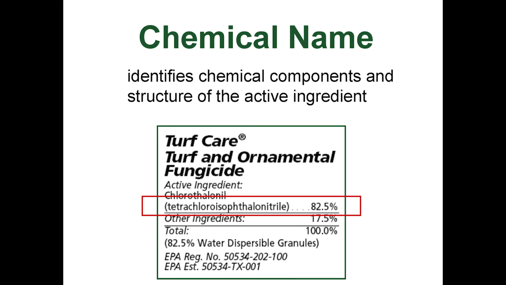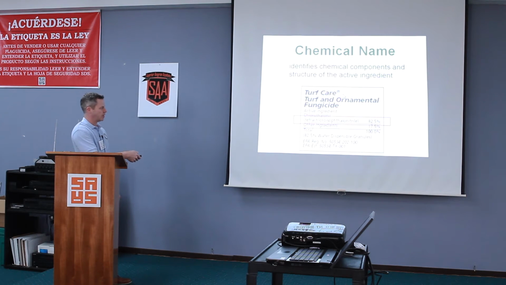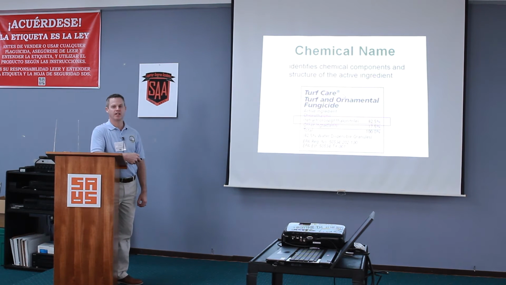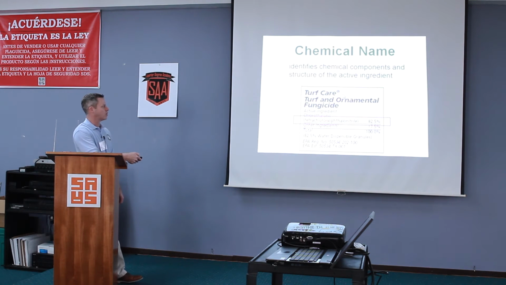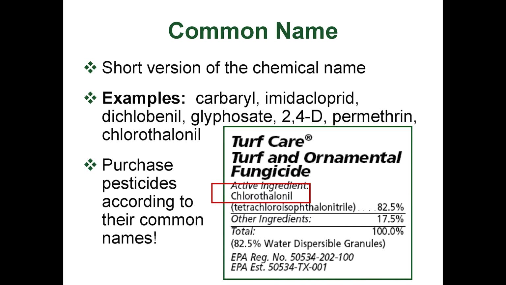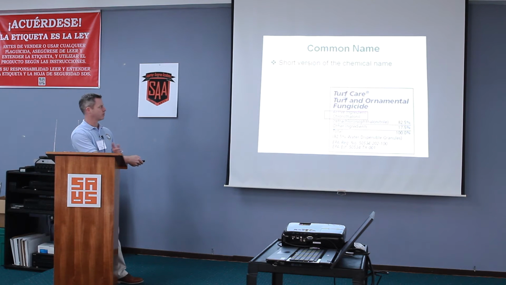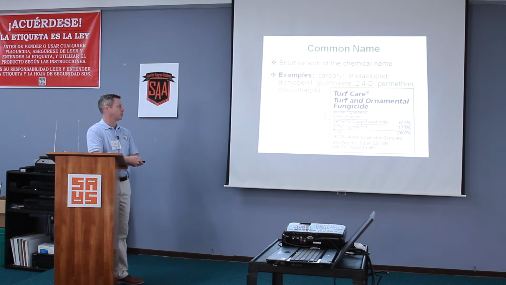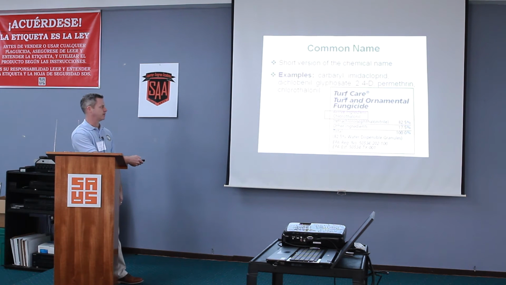Now the chemical name, in this example, is this word here. And I'm not going to try to pronounce that name. Oftentimes they're not very easy to say, but that's the chemical name for this pesticide, chlorothalonil. There's also commonly a short version of the chemical name, but there's only one short version of that name. Some other examples you're probably more familiar with are 2,4-D or permethrin, carbaryl, imidacloprid, fipronil is another one. So that's the common chemical name.